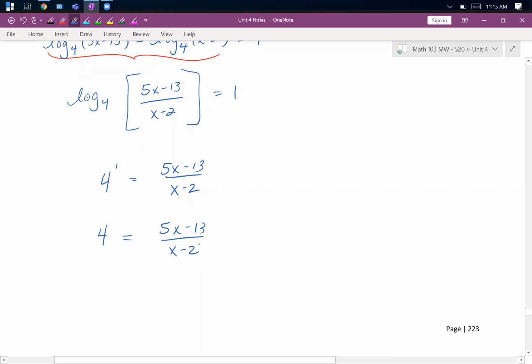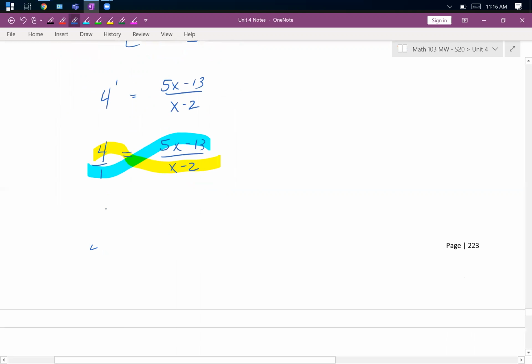Yeah, we can just cross multiply. I'll put that 4 over 1 to make myself a proportion. And then we're cross multiplying. 4 times x minus 2 equals 1 times 5x minus 13. So that's going to be 4x minus 8 equals 5x minus 13. And we have a little linear equation to solve.